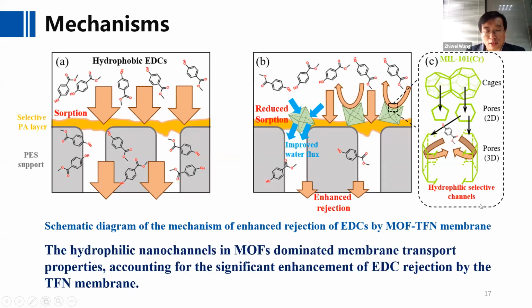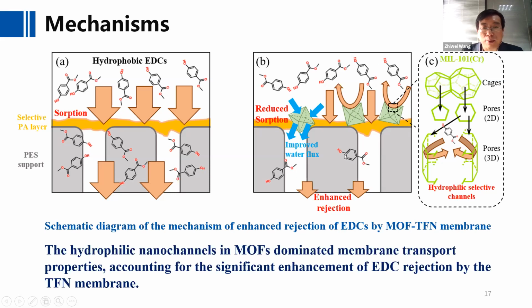Then we proposed such kind of mechanism for the enhanced rejection of the trace organic contaminants. For traditional nanofiltration membranes here, the hydrophobic EDCs will first adsorb on the PA active layer. After sorption, the adsorbed EDCs will transport through the PA membrane into the effluent. So it causes a not very good rejection of the EDCs.